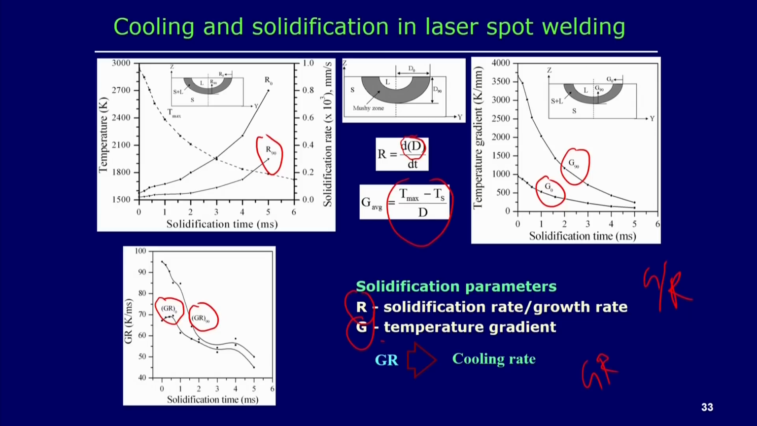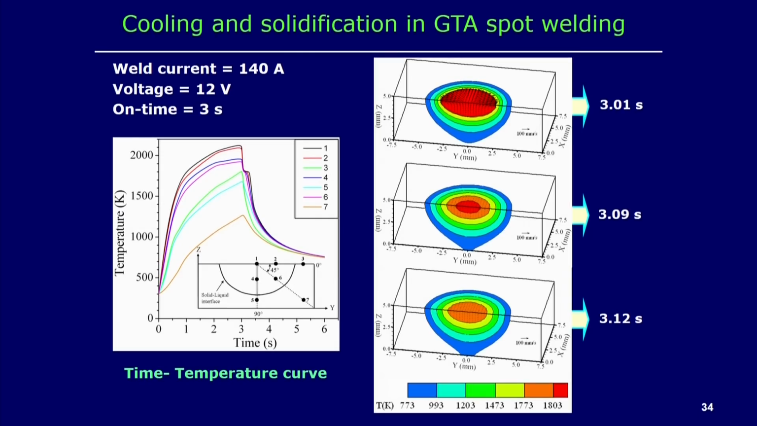So, this kind of mathematical calculation of the different solidification parameters, that means temperature, solidification rate and the temperature gradient, as well as the cooling rate, can also be estimated just to know about the time temperature profile in case of the welding process. Here, further, the cooling and the solidification in the GTA spot welding process: you can see welding current 140 amps, voltage 12 volt and on time equal to 3 seconds.